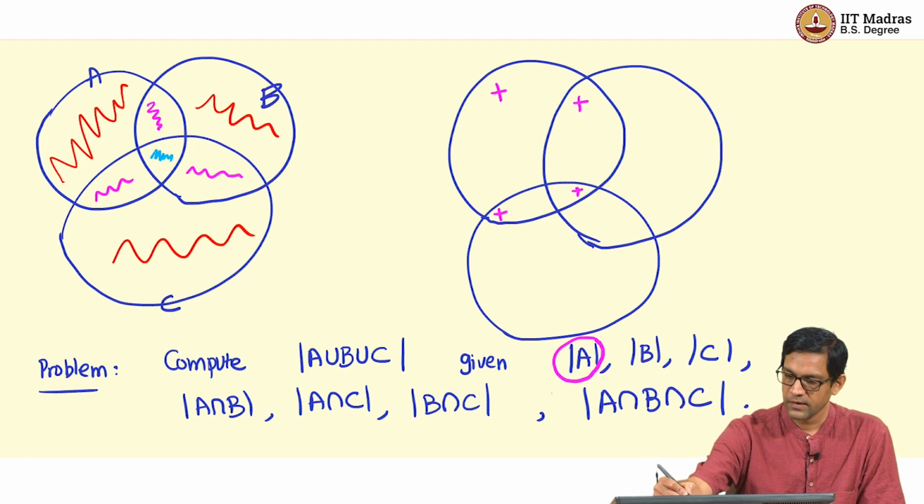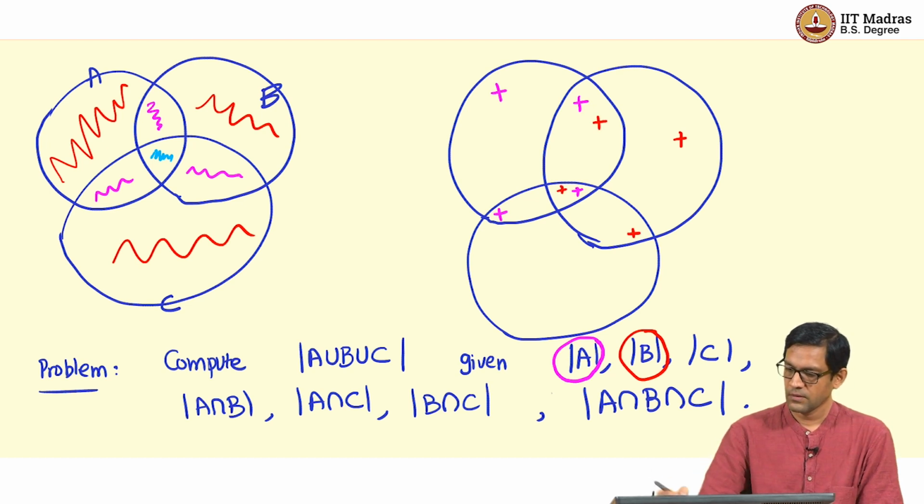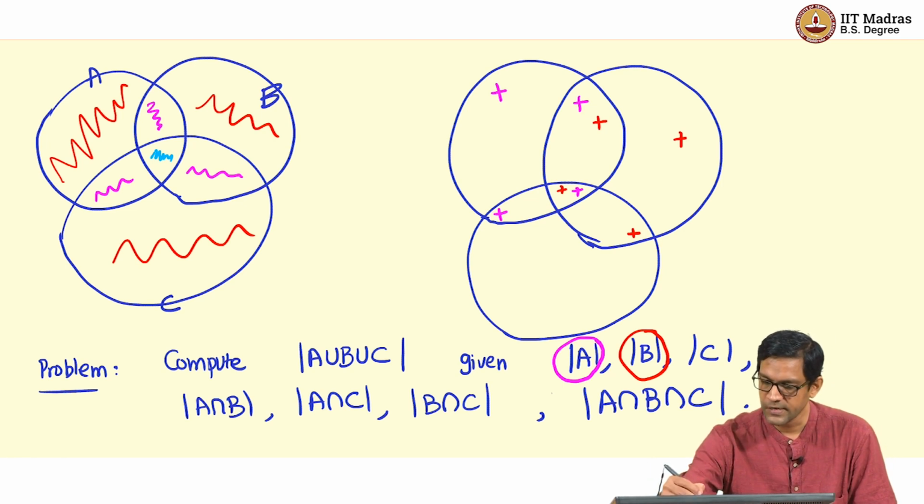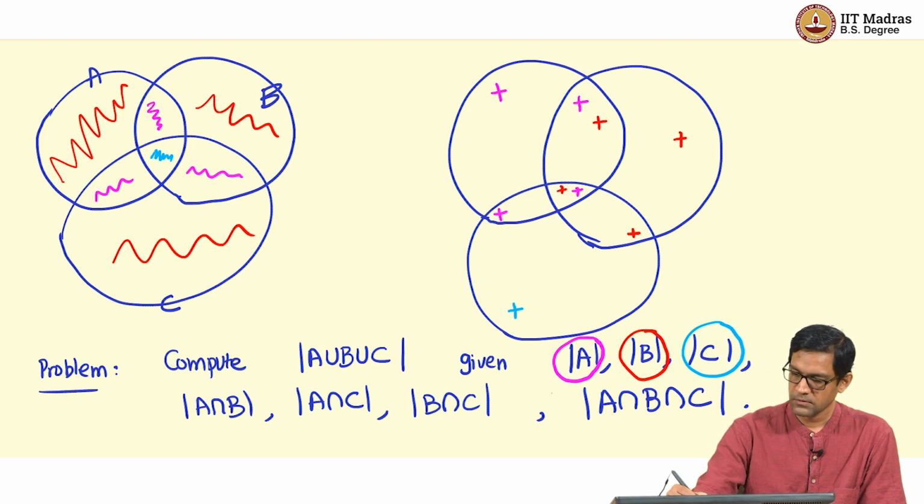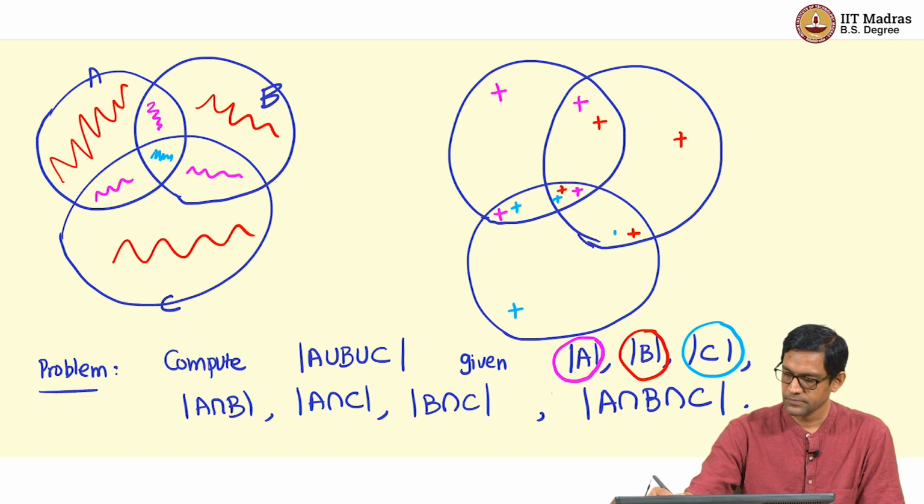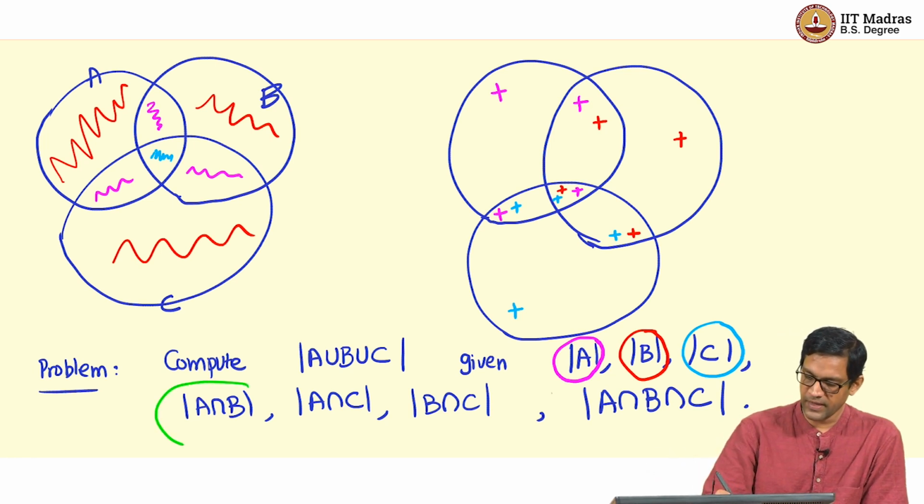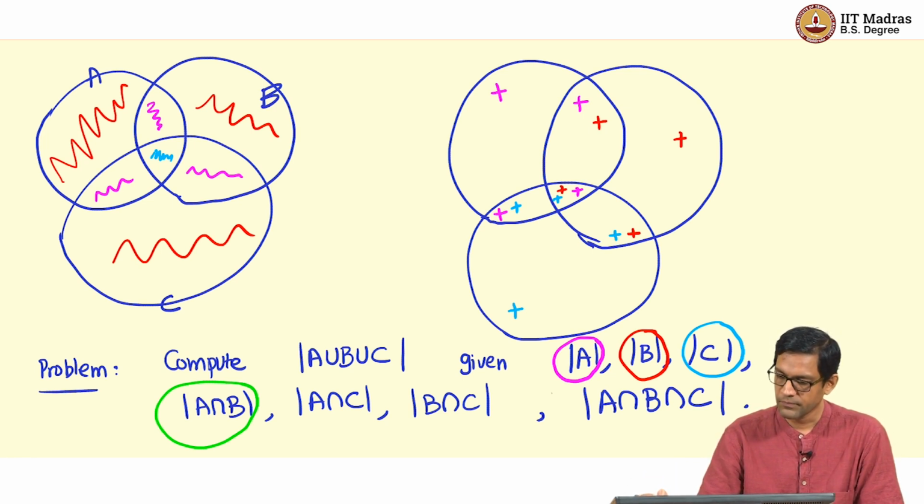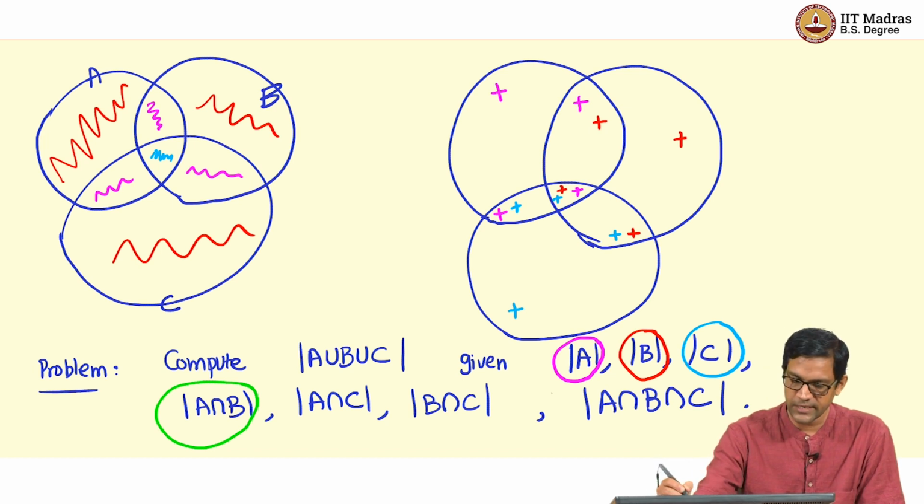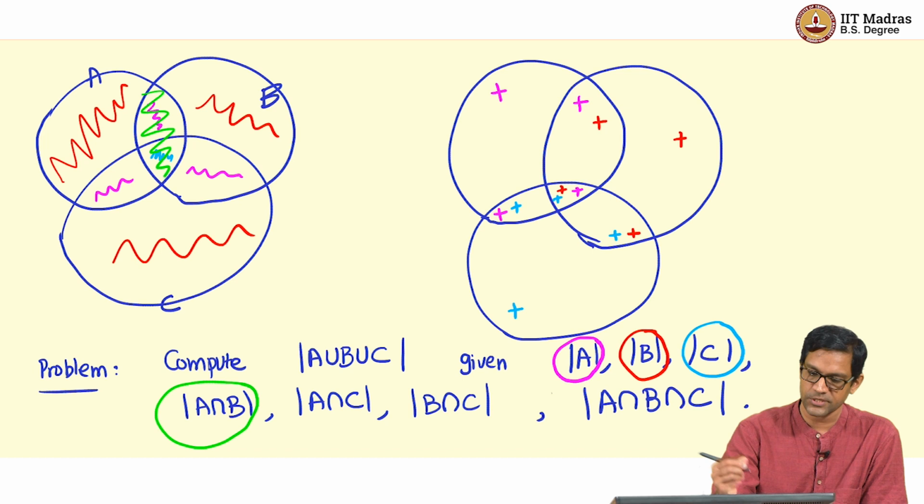Now if I look at the cardinality of B, likewise I have to look at this region, this region, this region and this region. The cardinality of C, let's color it differently, blue, this and this. Okay, so I have gotten A, B, C. Now let us look at twofold intersections. Let us look at the cardinality of A intersection B. I know what A intersection B is. That is this region here. So this whole region is A intersection B.